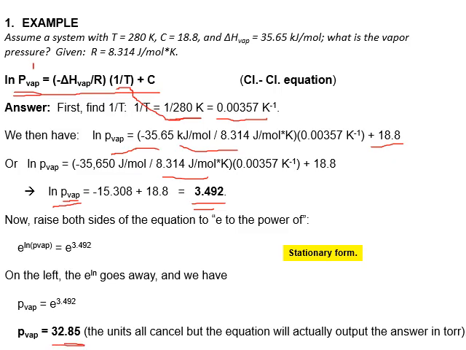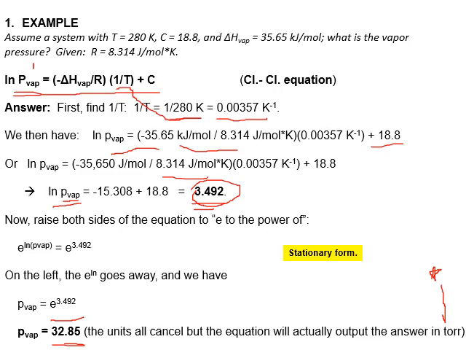All right, and this is one where you have to remember that when you do this, you're going to have to take the logarithm of a pure number here. In this case, it's 3.492. And so you can't take the logarithm of units. So in this particular problem, and for problems like this, you just have to remember that you have to supply the units at the end. So instead of 32.85, the answer would actually be 32.85 torr, because that's the way this is set up.